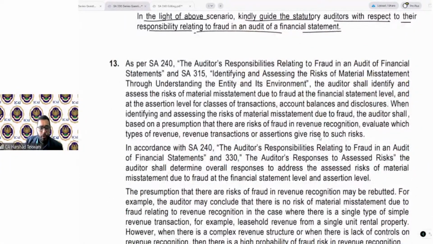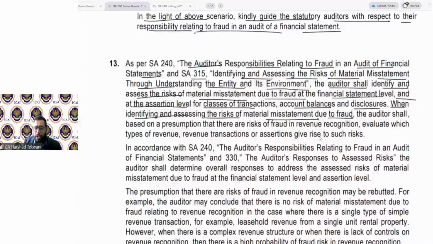As per SA 240, the auditor's responsibility relating to fraud in a financial statement, and SA 315, identifying and assessing the risk of material misstatement through understanding the entity and its environment, the auditor shall identify and assess the risk of material misstatement due to fraud at the financial statement level and at the assertion level from the classes of transaction, account balances, and disclosures. When identifying and assessing the risk of material misstatement due to fraud, the auditor shall, based on a presumption that there is risk of fraud in revenue recognition, evaluate which type of revenue transactions or assertions give rise to such risk.